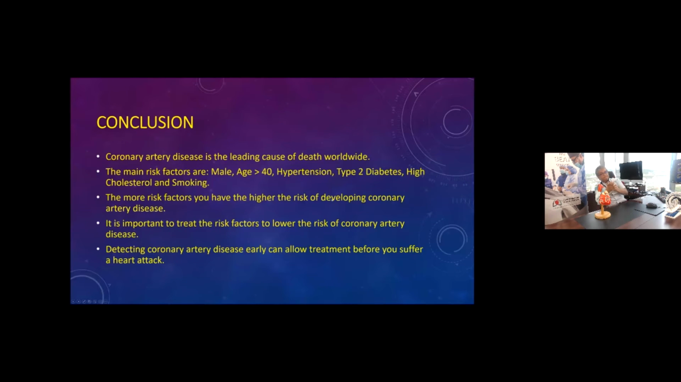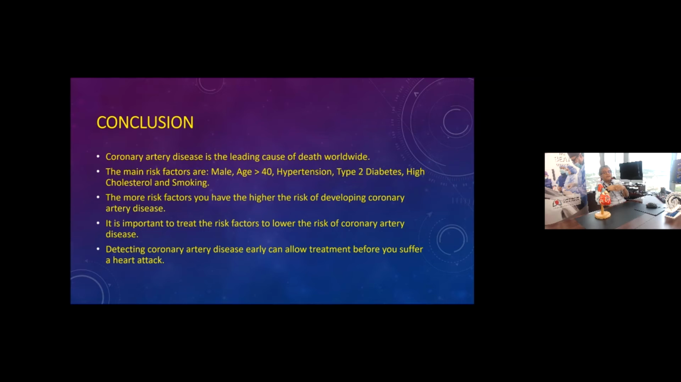So in conclusion, even though this is the year of COVID, coronary artery disease is still the leading cause of death worldwide. You're much more likely to die from heart disease than you are from COVID. The main risk factors are being a man, older than 40, high blood pressure, type 2 diabetes, high cholesterol, and smoking, okay? High blood pressure, type 2 diabetes, high cholesterol, and smoking, these are modifiable risk factors. You can treat them. The more you treat them, the lower your risk of having heart disease. Smoking, you can stop smoking.